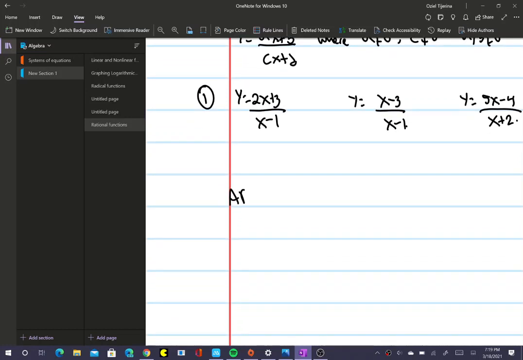Let me just write that down. A rational function, f of x, has to have a variable x in the denominator.